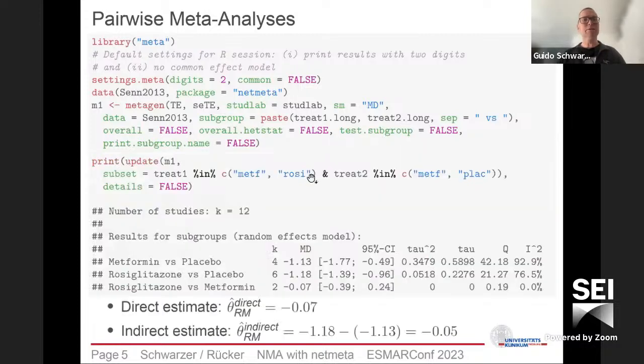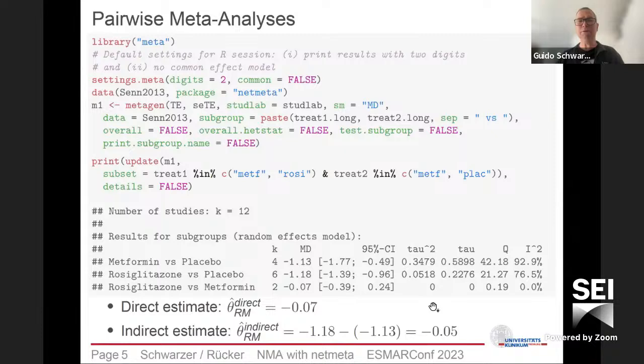And if I would print the result of this, then I would get all pairwise comparisons within the Senn data set. But here I say, by using the subset argument, that I'm just interested in those studies that compared metformin with placebo or rosiglitazone, or the 2 directly. And this is then here the table. So here we again have the 12 studies: 4, 6, and 2.